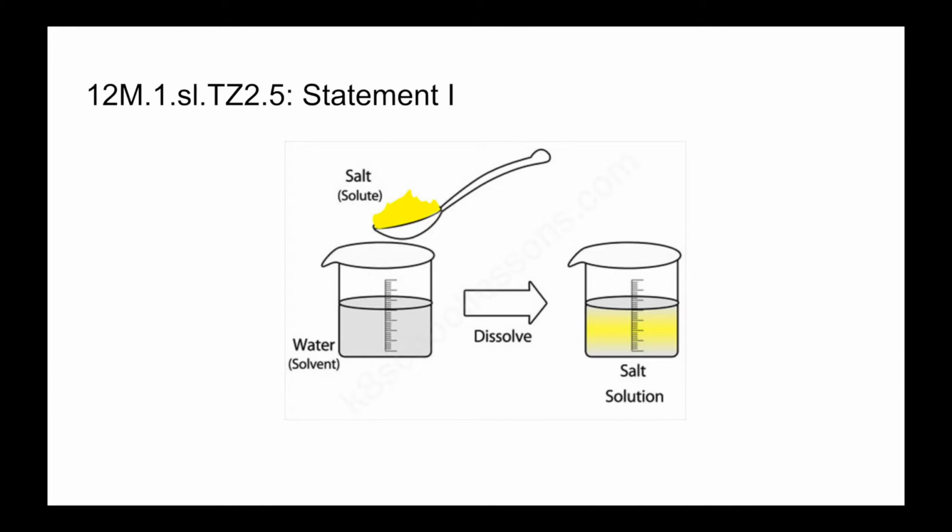A solute dissolves in a solvent to form a solution. A solution is a homogeneous mixture of two or more substances. Concentrations of solutions can be expressed in g per decimeter cubed, or in other words, cubic decimeter. So basically, a solvent is the substance in which a solute dissolves to produce a homogeneous mixture, and the solute is the substance that dissolves in a solvent to produce a homogeneous mixture, or a solution, in other words.